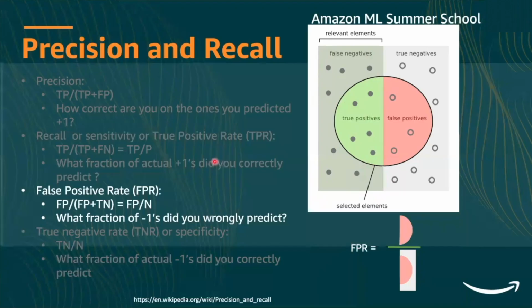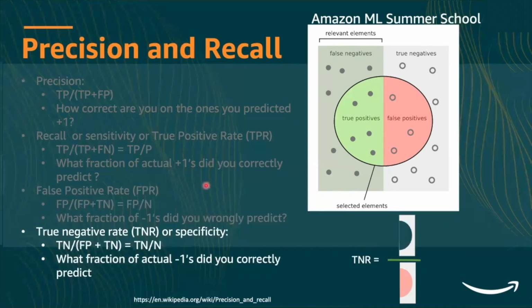Similarly, you can also compute the false positive rate. As the name suggests, the false positive rate is the fraction of negative samples which you wrongly predicted as positive. So these are the false positives which the model predicted, and the total negatives were these. These were the actual negatives. So it's basically the ratio of how many false positives you selected out of the total negative samples. So this is the false positive rate.